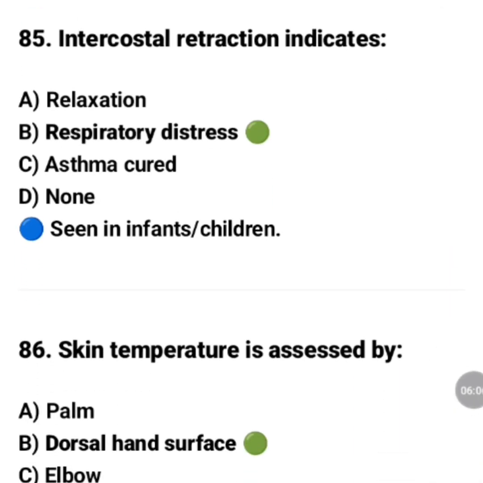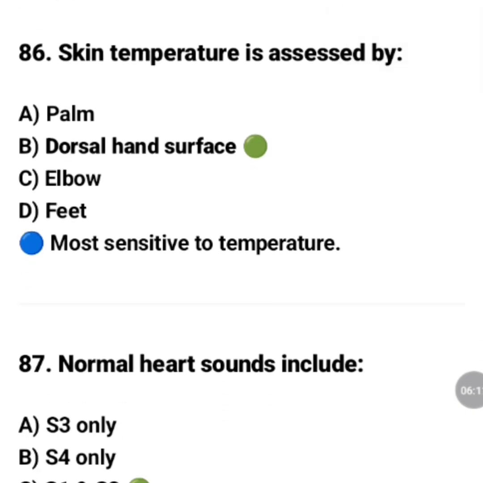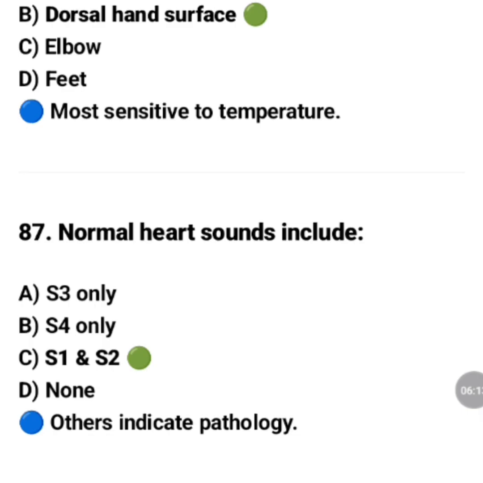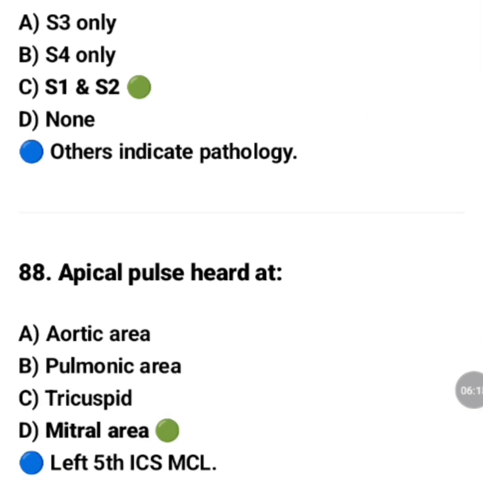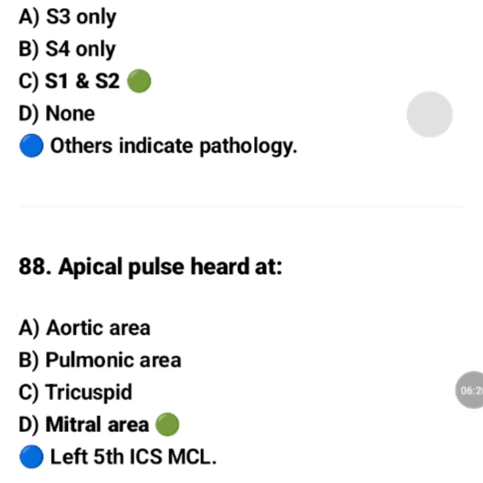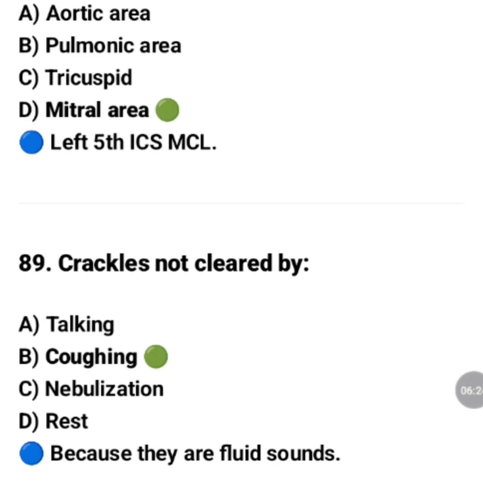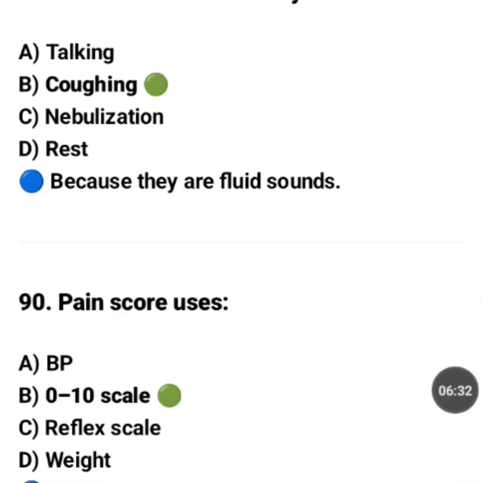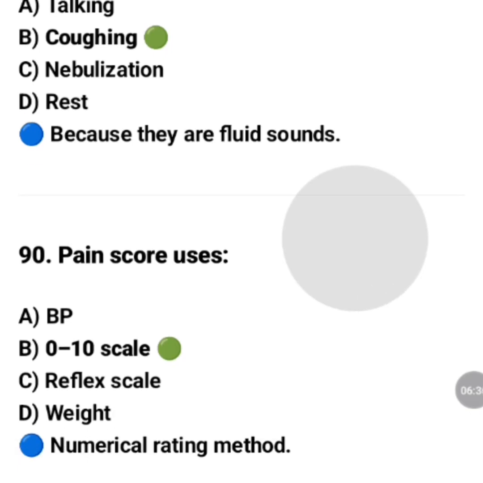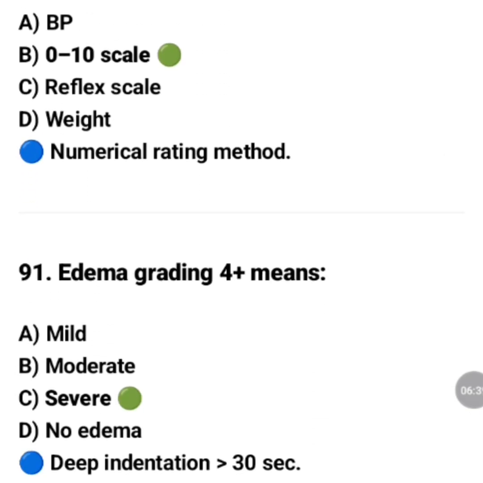Intercostal retraction indicates the correct answer, option B, respiratory distress, seen in infants or children. Skin temperature is assessed by the correct answer, option B, dorsal hand surface. Normal heart sounds include the correct answer, option C, S1 and S2. Apical pulse is heard at the correct answer, option D, mitral area, that is left fifth intercostal space. Crackles are not cleared by the correct answer, option B, coughing. Pain score uses the correct answer, 0 to 10 scale.